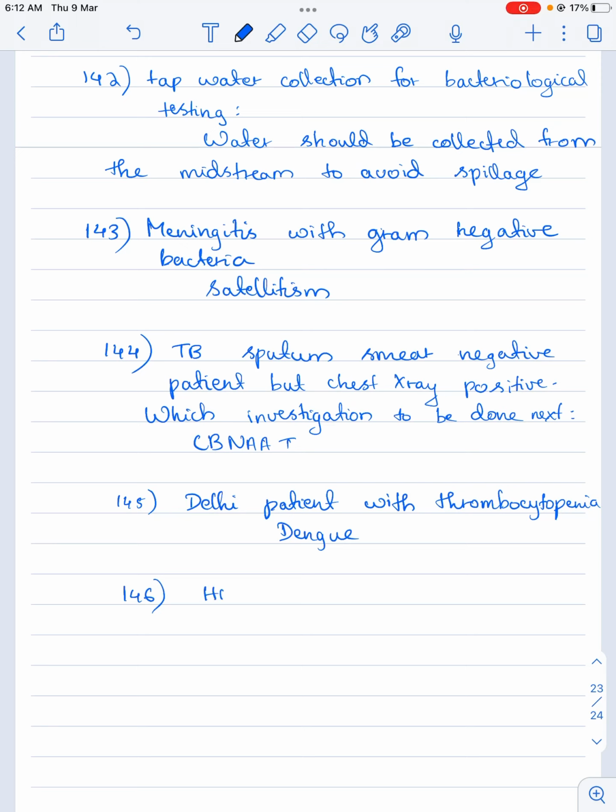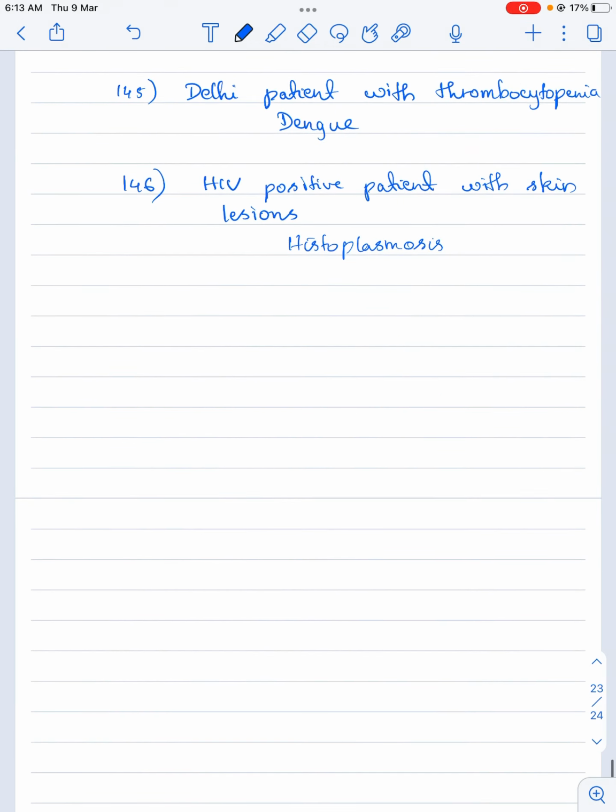An HIV positive patient with skin lesions. So there were two questions. One question was with umbilicated papules. So for that the answer was molluscum contagiosum, and the other question the answer was histoplasmosis. Next question.